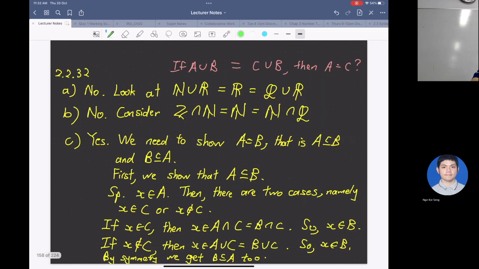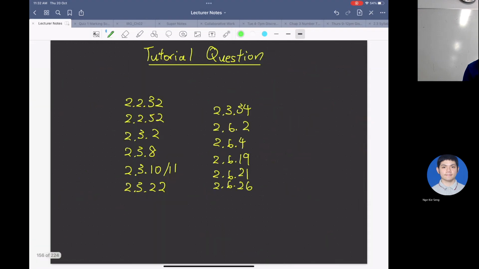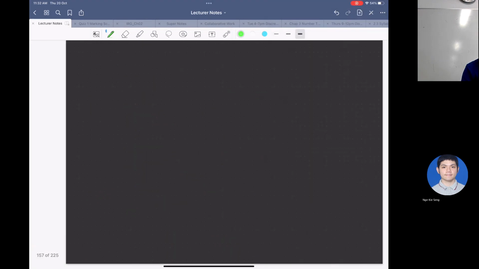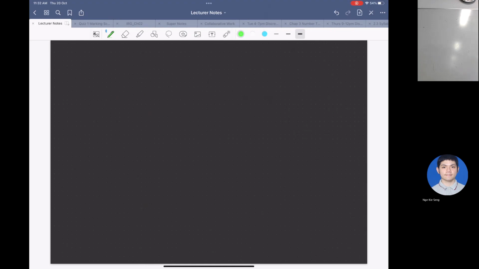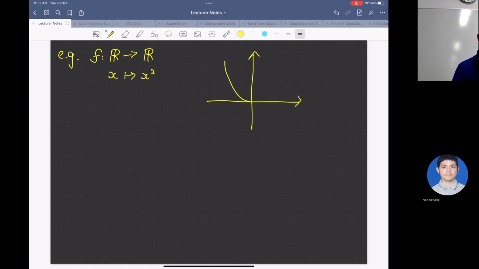Okay, yeah, I think you guys got a lot of questions regarding the domain, range and codomain. So let me spell it out very explicitly in this example. Let's consider a function from R to R, sending x to x squared. Since we already learned the graph, to sketch the graph should be something like this.